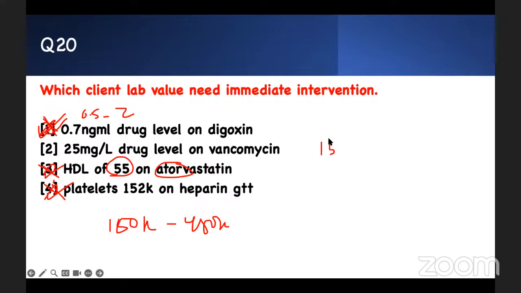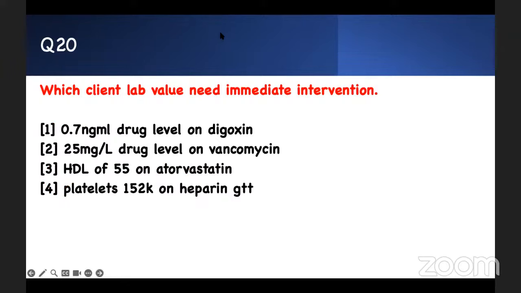Vancomycin is 15 to 20. That is the normal range. So when you're on vancomycin, that's where we want it to be. 25 is too high. And so that should be your right answer. Okay, so this is the 20 questions. Very quick, I went through very quickly. This is just to show you, don't memorize those lab values, because they are very important and we use them to make diagnosis.